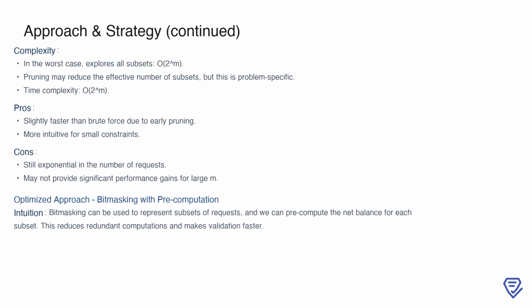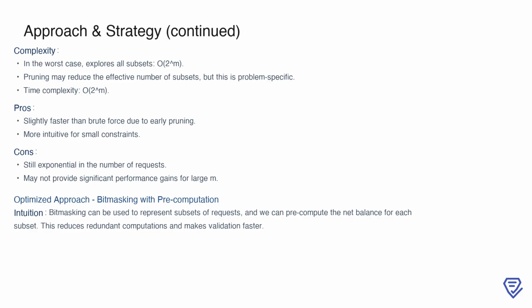When analyzing the backtracking approach, we find that its worst-case complexity is still O(2^m), as it may need to explore all possible subsets. However, pruning allows us to skip over invalid subsets, which can reduce the effective number of subsets we need to evaluate, depending on the problem's constraints. In practice, this makes backtracking slightly faster than brute force in many cases. Additionally, the approach is more intuitive for small inputs and constraints, as it dynamically narrows down the possibilities.